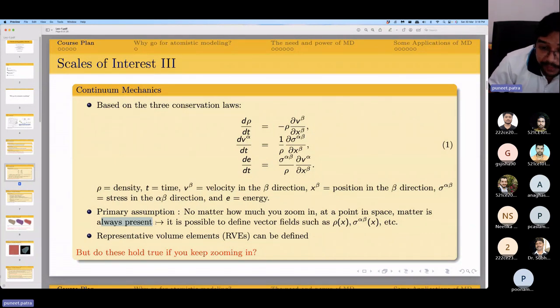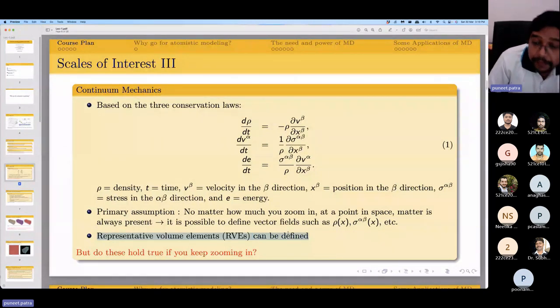What this gives us is that it enables us to define what are known as fields, such as the density of the system as a function of x, the stress field within the material, and so forth. A consequence of this assumption is that there is no void space present within the material. Another consequence is that we can develop what are known as representative volume elements for such continuum mechanical systems.